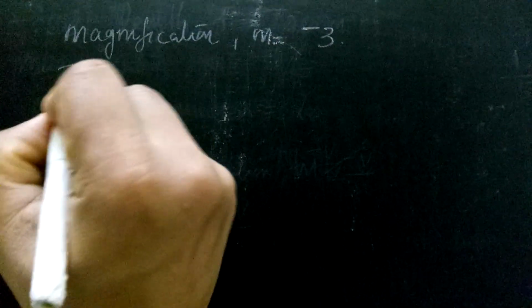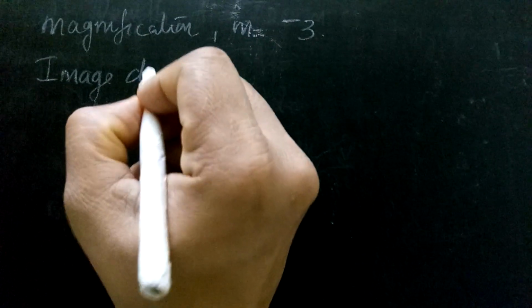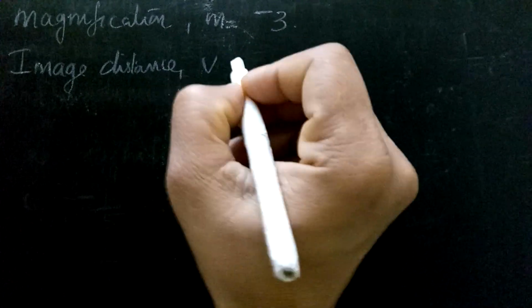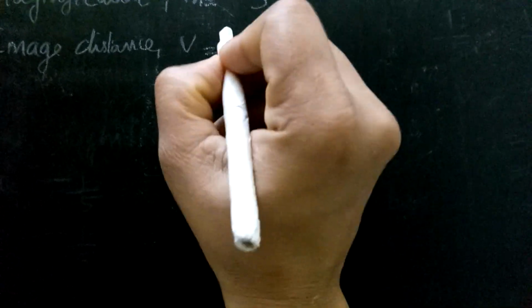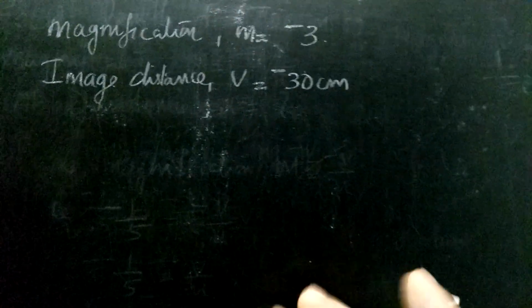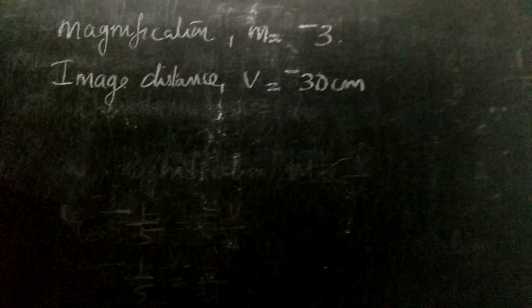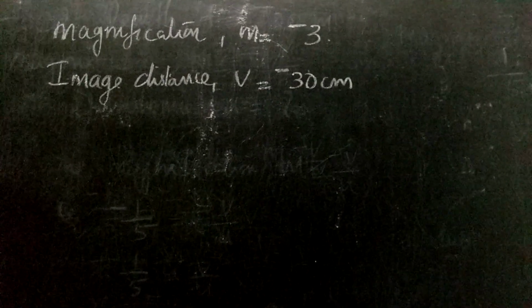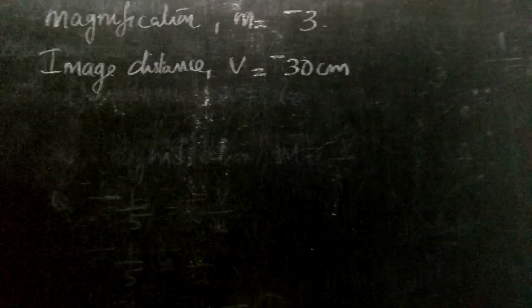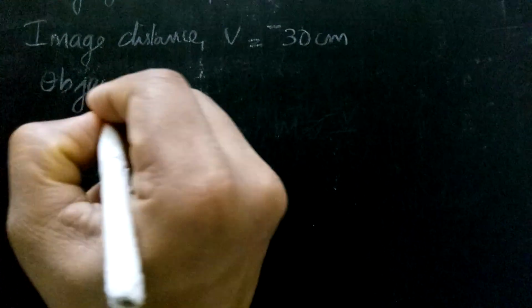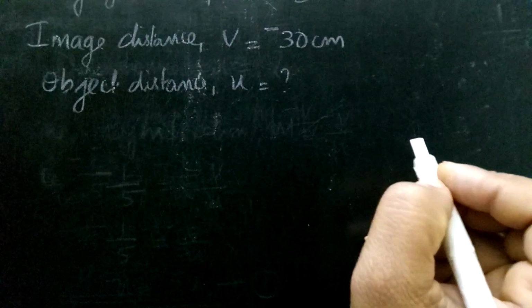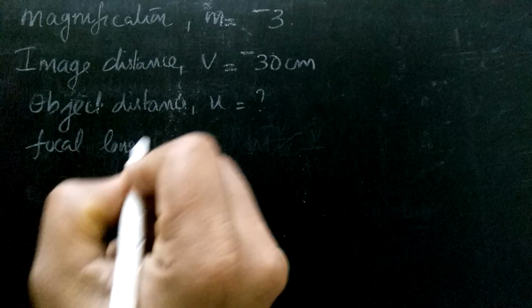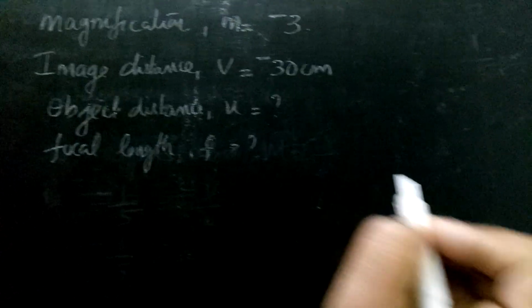That means image distance. Image distance v is equal to 30 centimeter, but it is negative because it is a real image, because a real image is always formed in front of the mirror, isn't it? Then find the position of the object. That means object distance you should find out. And then focal length f you should find.